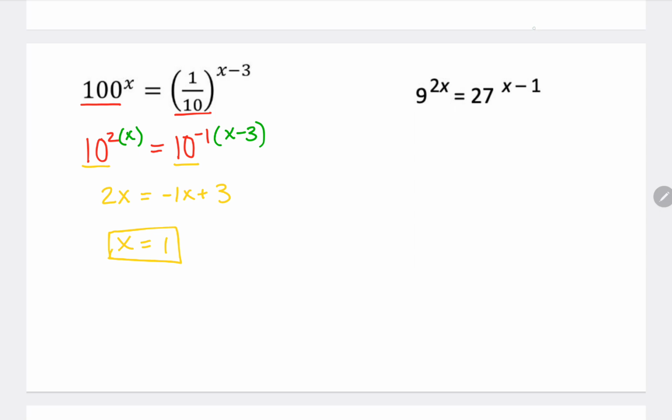In this next example, again, the bases do not match, but we can get a common base. And so that's what we're going to do. 9 can be rewritten as 3 squared. 27 can be rewritten as 3 to the third power. Keep the original exponents up there. And so now that the bases match, we set the exponents equal to each other. 2 times 2x is 4x. 3 times x minus 1 is 3x minus 3. And we get x equals negative 3.